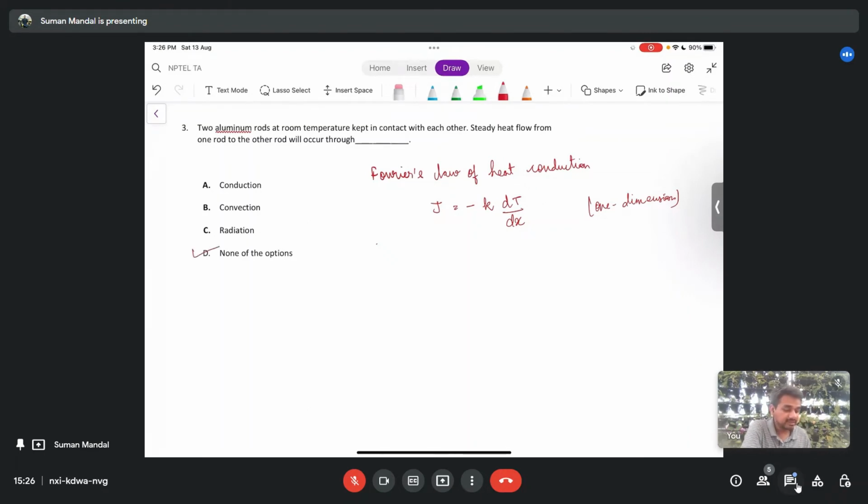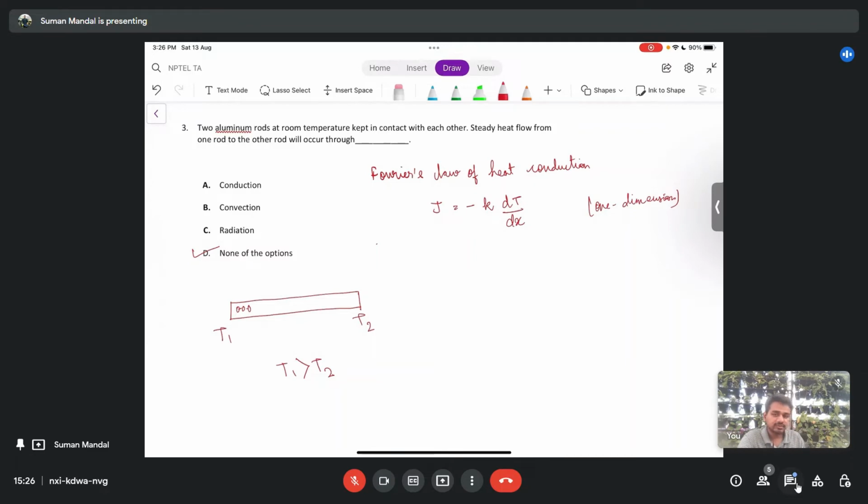Now, let's say we have this aluminum rod, with a temperature of T1 here and T2 here, and T1 is greater than T2, and this is a solid block of aluminum. What will be the mechanism of heat transfer? Conduction. Yes, it will be conduction. The atoms will vibrate and give energy to the nearby atom.